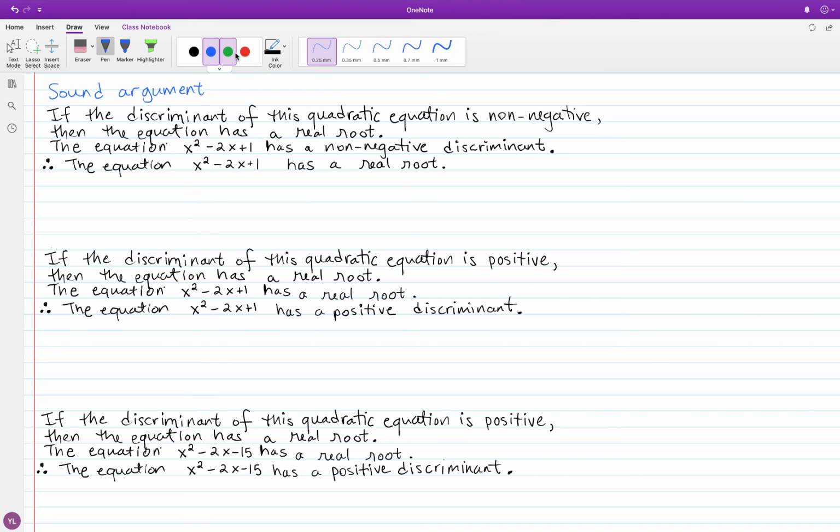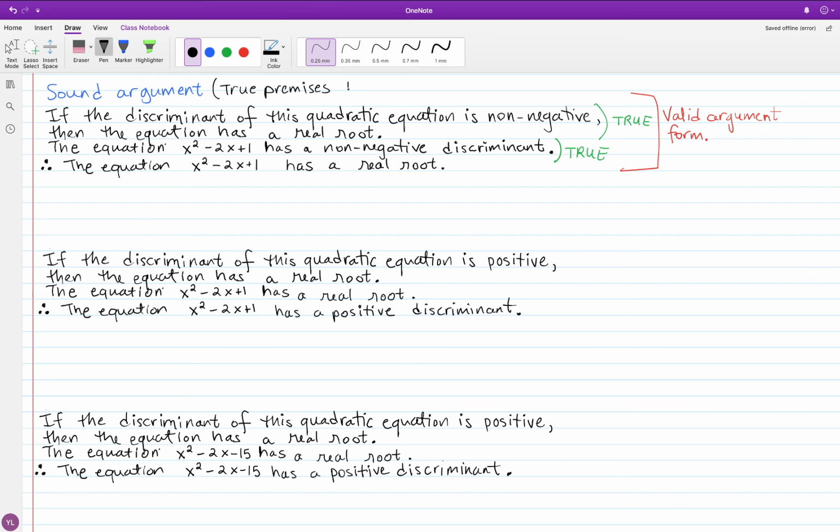I've just changed the quadratic argument slightly to make sure that I know that the premises are both true. So I'm looking at a specific quadratic here. It has a non-negative discriminant, and it is true that if a discriminant of a quadratic is non-negative, it has a real root. So both of my premises are true, and it's in the form of modus ponens. So this is a valid argument. These are exactly the types of arguments I want to be making in mathematics. So again, what I mean by sound argument is that I have true premises and valid argument forms.